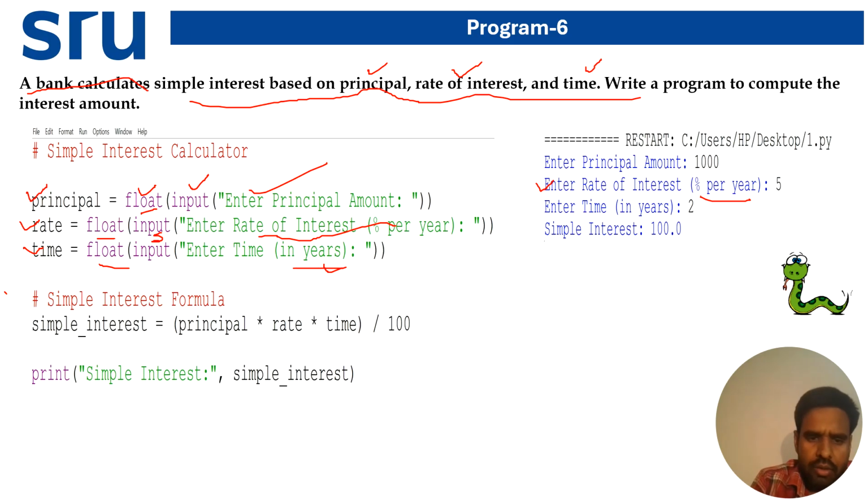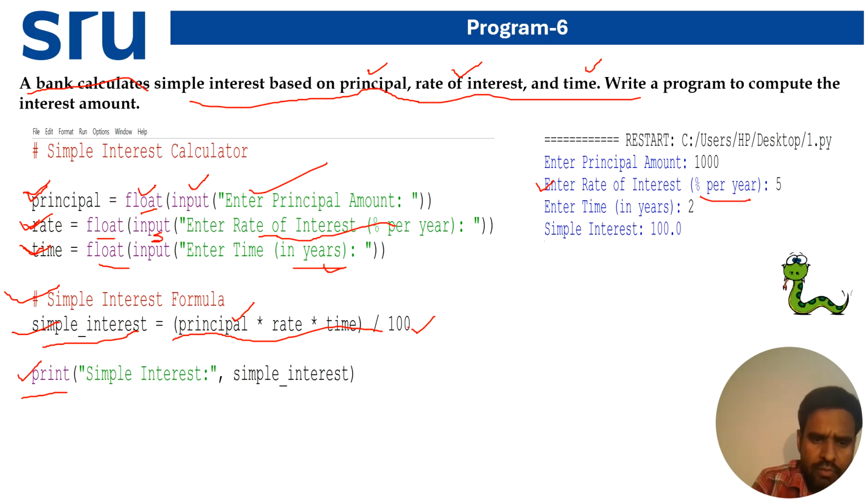Now I'm going to take the formula of simple interest, simple underscore interest. This is a variable, you can take anything here, you can also take a, no problem, because it's only a variable. But what formula are we going to give here? Principal into rate into time, divided by 100.